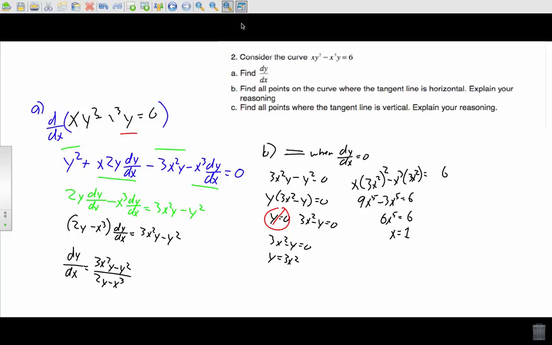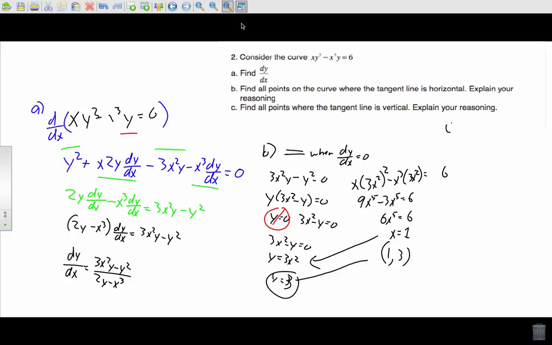So if x is 1, what is y going to be? Well, let's go back over here. And when x is 1, y is going to equal 3. That's a 3, folks. So it's at the point (1, 3). Okay, so that is the answer to part B.